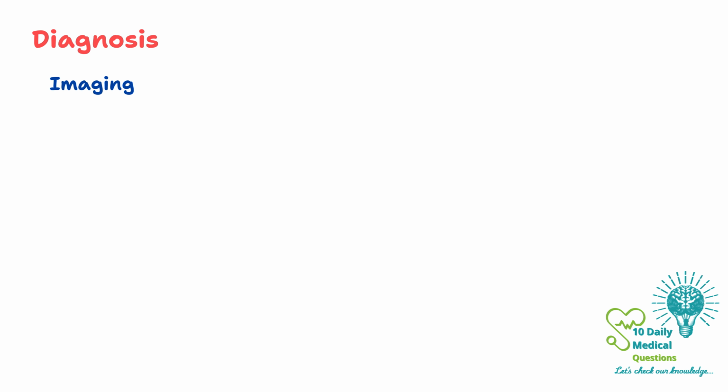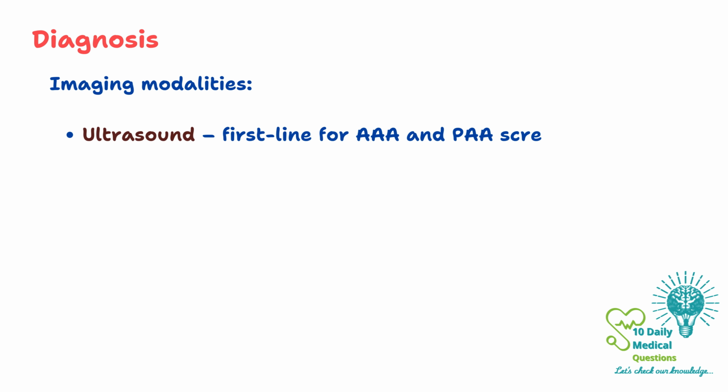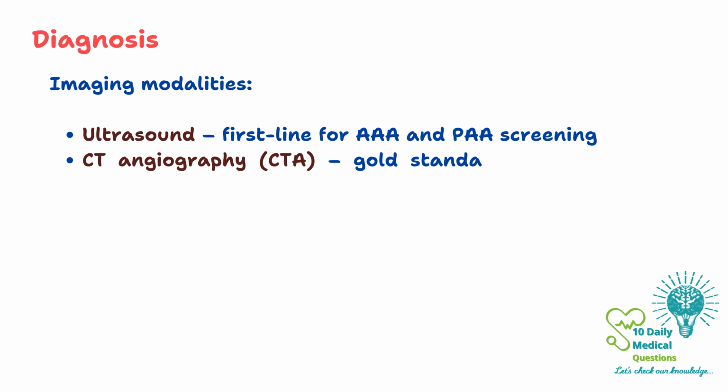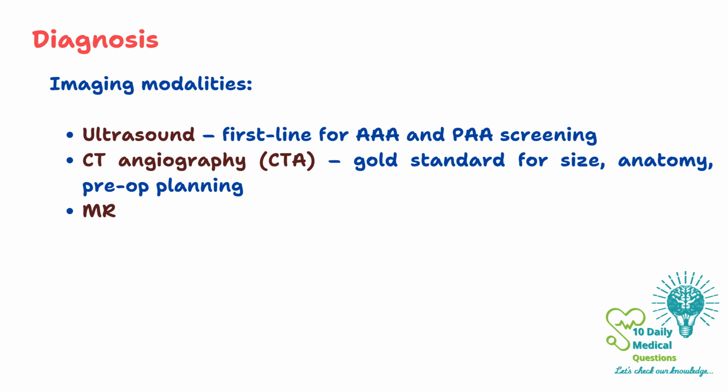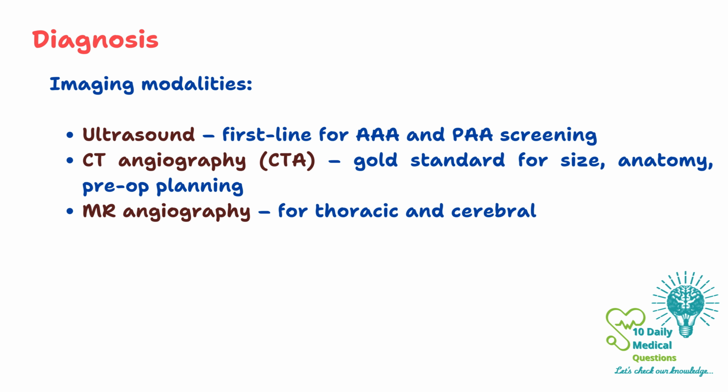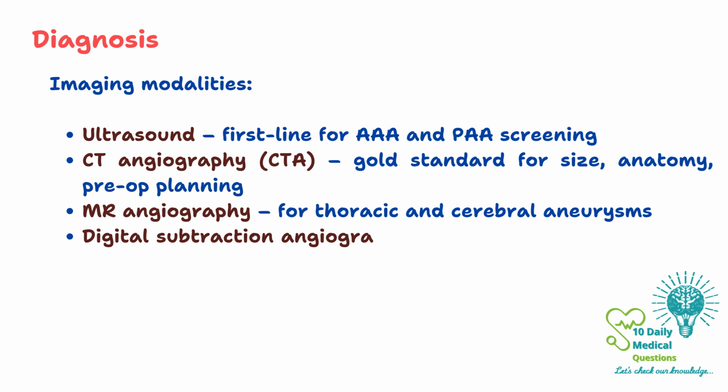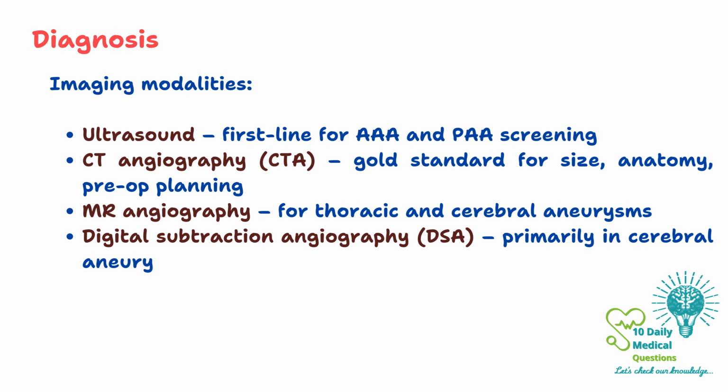Diagnosis. Diagnosis starts with imaging. For abdominal or popliteal aneurysms, ultrasound is often the first step. CT angiography is the gold standard for detailed preoperative planning. MR angiography is used especially for thoracic or intracranial aneurysms, and digital subtraction angiography is mainly reserved for cerebral aneurysms.